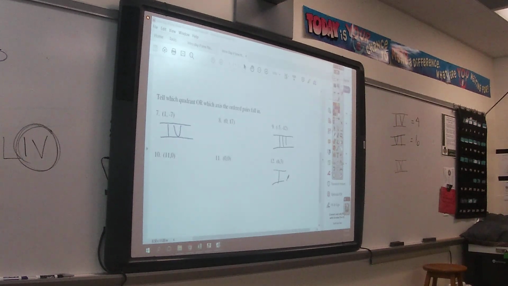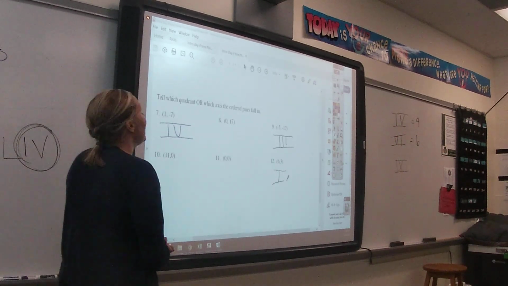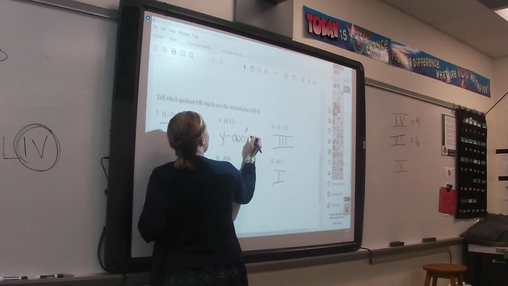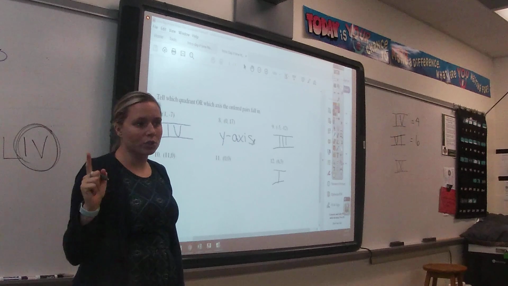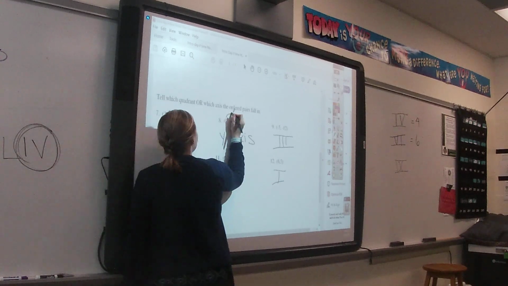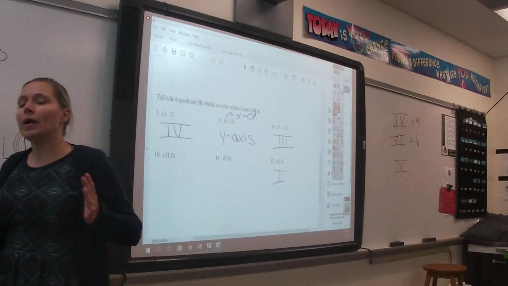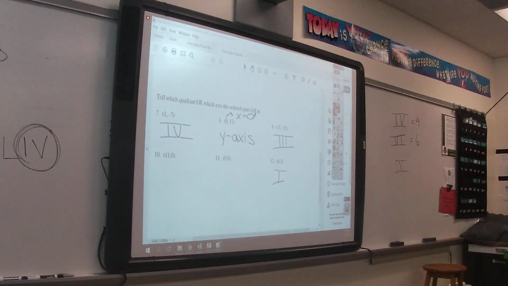Nick, what do you say? Number 8 is on the y-axis. Okay, this is going to fall on the y-axis. And here's an important rule to know and understand. If the x value equals 0, we will be on the y-axis. Who can tell me another one?